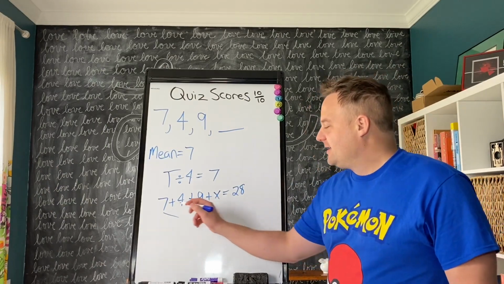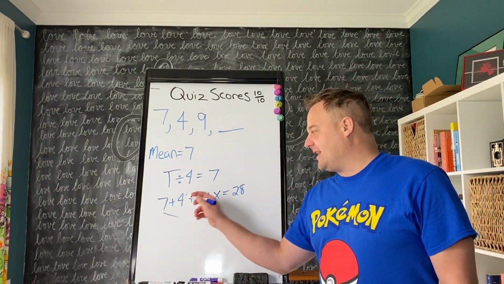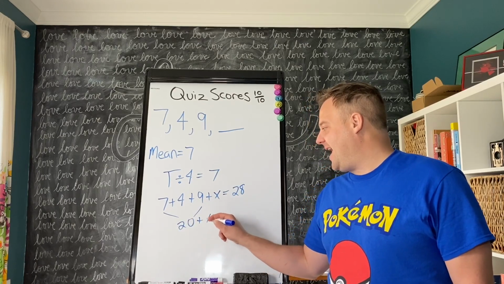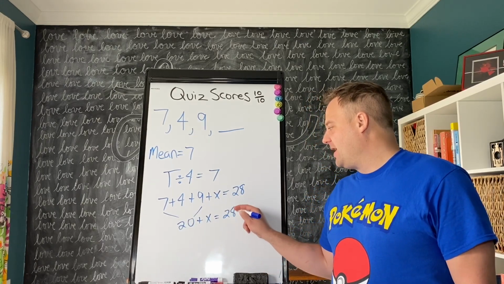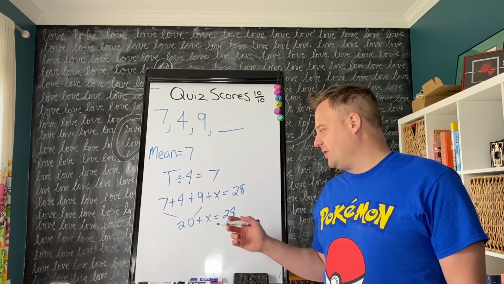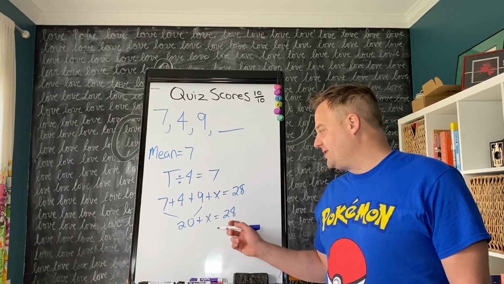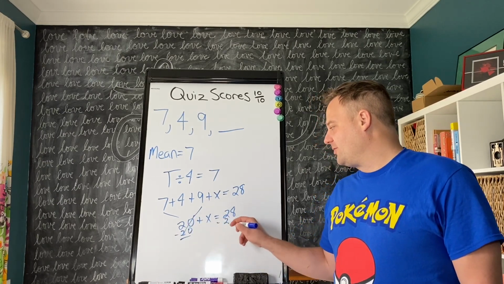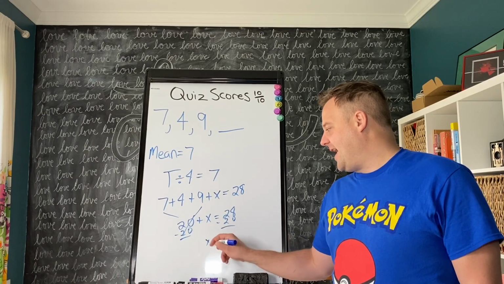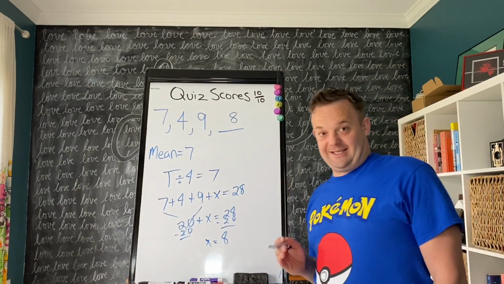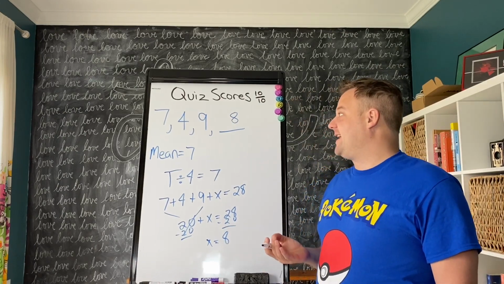Okay. 7 plus 4 is 11, and then 11 plus 9 is 20. So we have 20 plus x equals 28. Now the inverse operation of adding 20 is subtracting 20. So we're going to subtract 20 from both sides, which will cancel this out. And we get x equals 8. So the missing quiz score is 8.